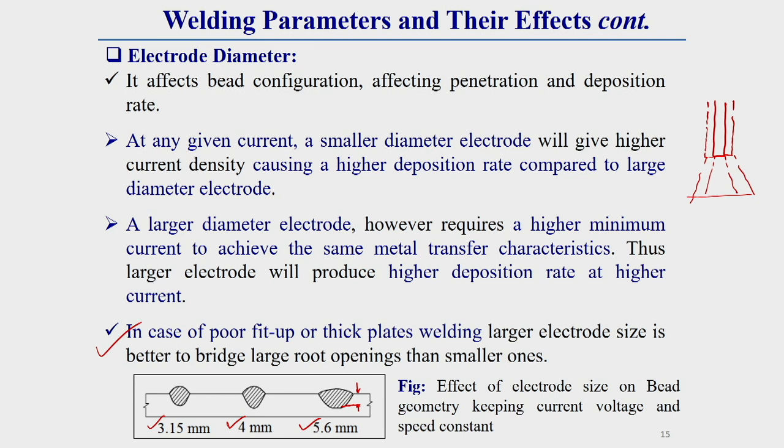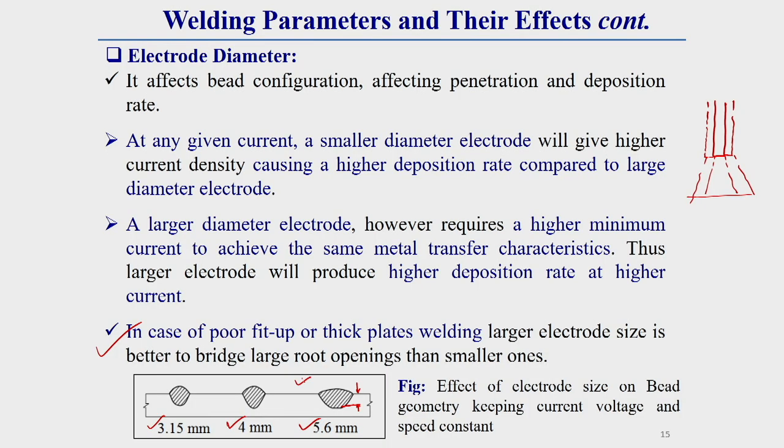Why a wider bead geometry? Because of the less forceful arc, and due to the larger diameter, the molten droplet deposition can be higher. You can get this idea from this figure.